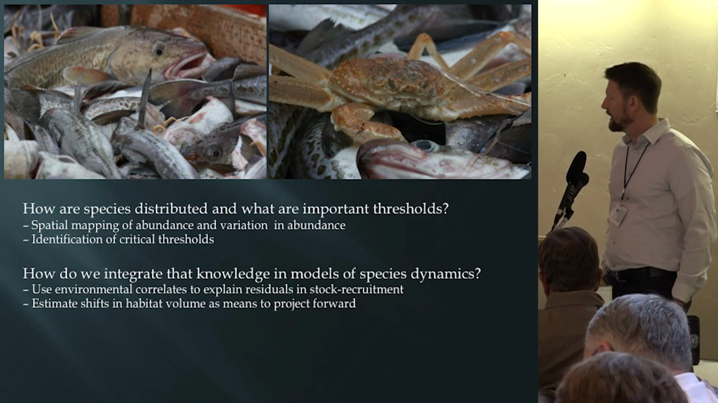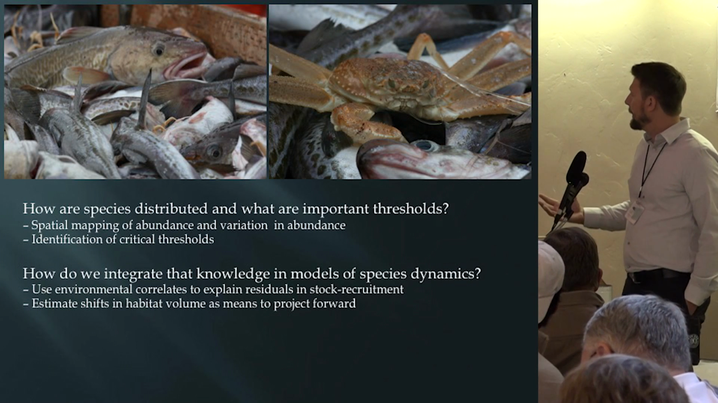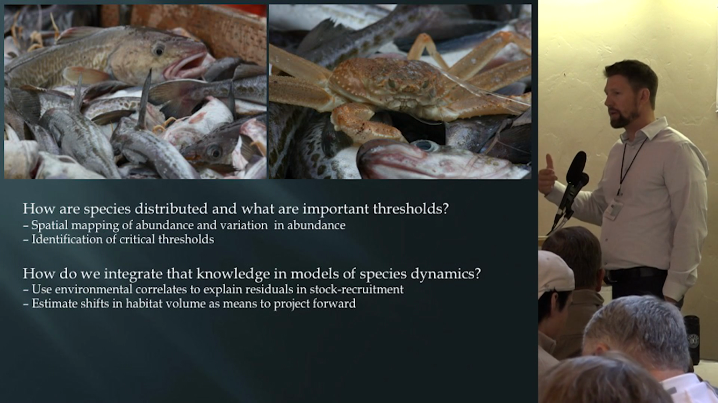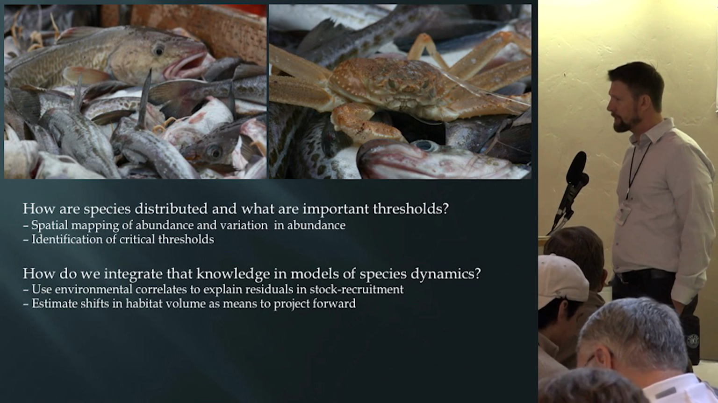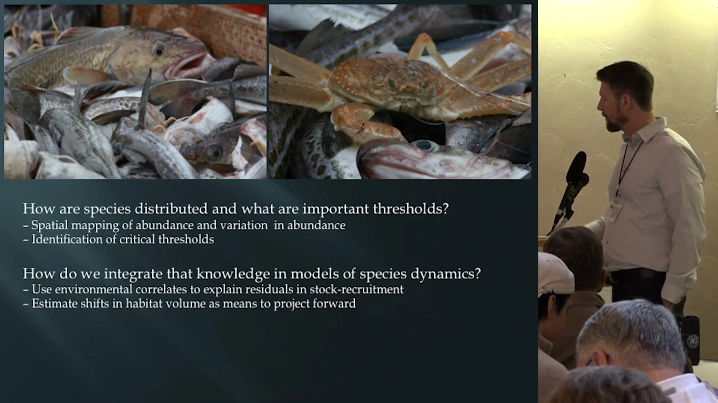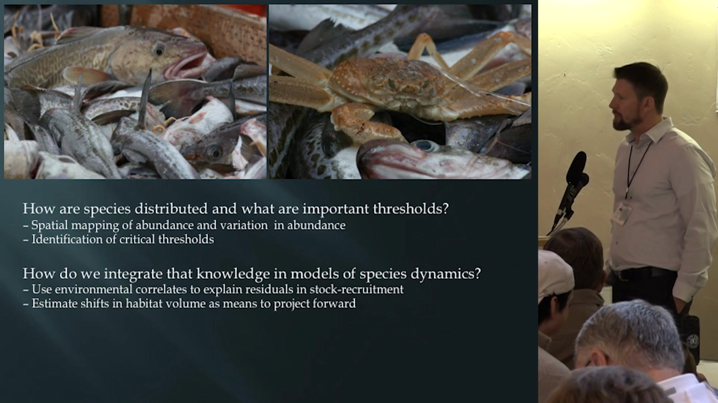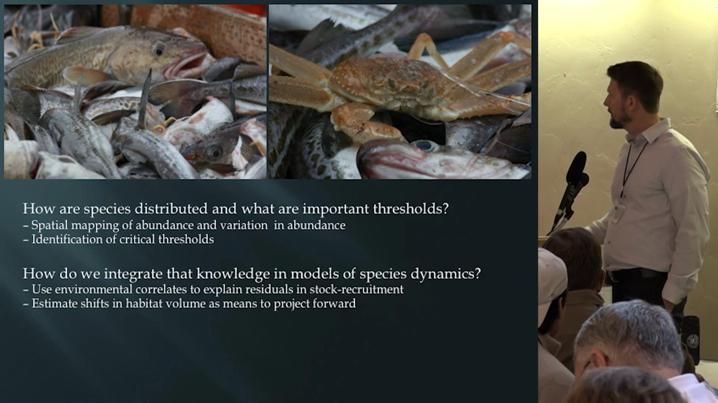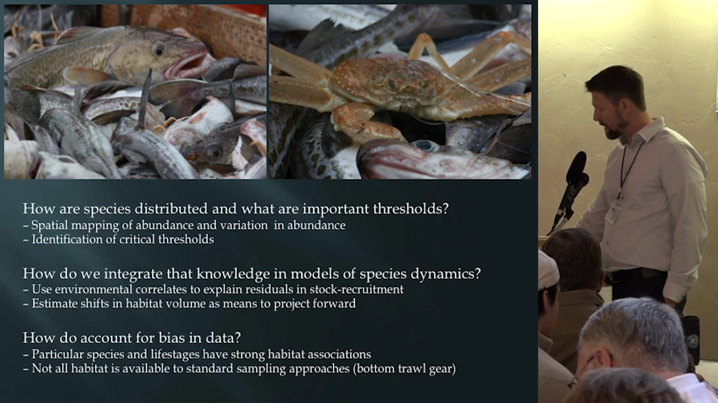Second question is, then how do you integrate that knowledge into stock assessment models? So we can use environmental correlates to look at deviations in stock recruitment and try and figure out, can we clean up some of these relationships that we have between the spawning stock size and recruitment, or the production of the next generation of fish. We can also estimate how habitat volume, certain habitats might shrink or expand given different shifts in the climate, and use that to project forward with models.